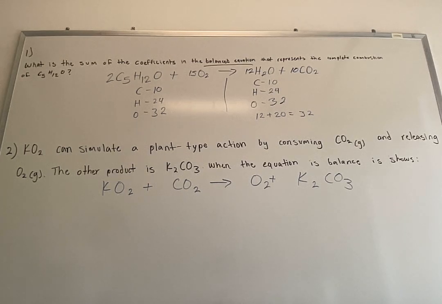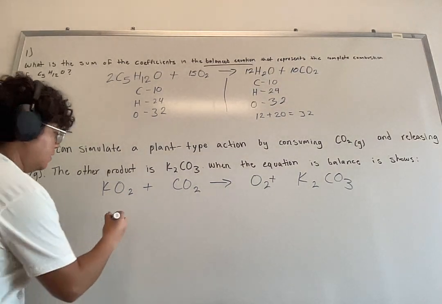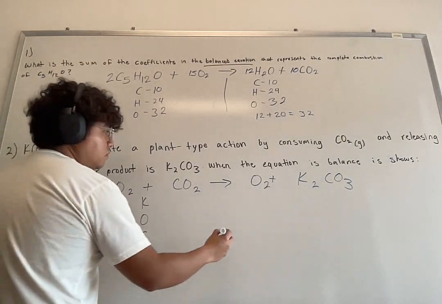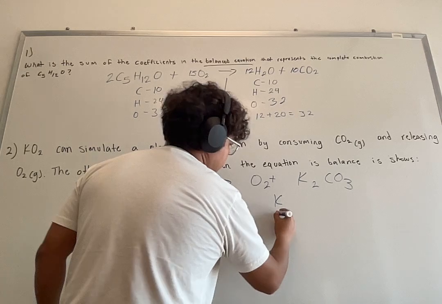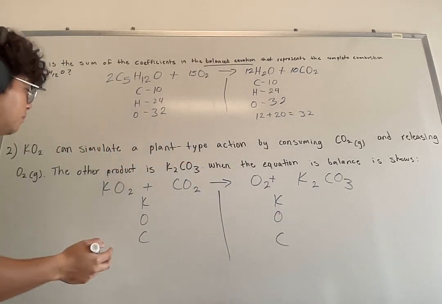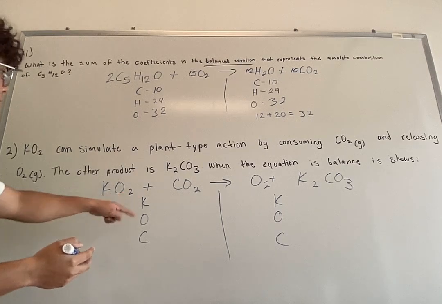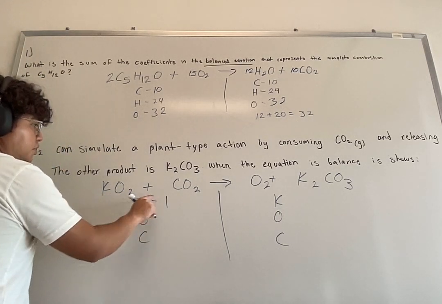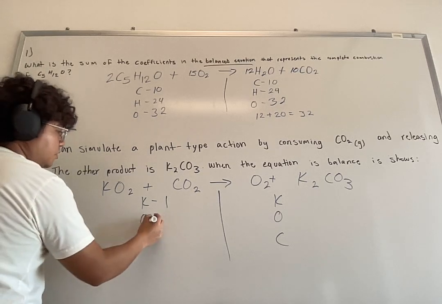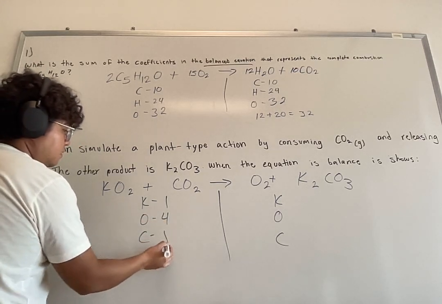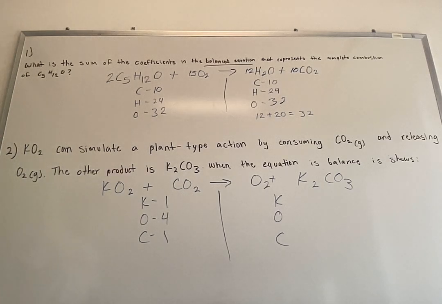Okay, here we go. So start off with KOC. Potassium, oxygen, carbon on both sides. Here we can see that we only have 1 potassium. We can see here 2 oxygens and 2 oxygens. So we got 4. And then only 1 carbon. So there you go. Right?